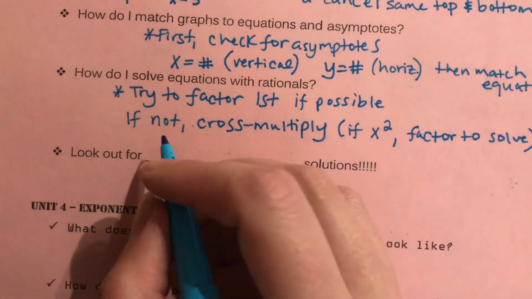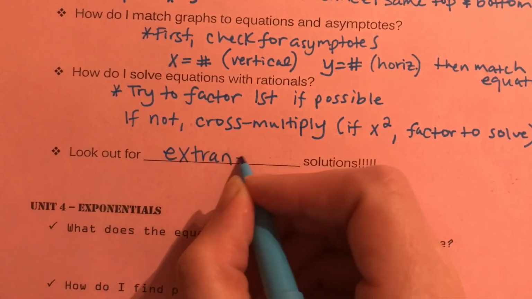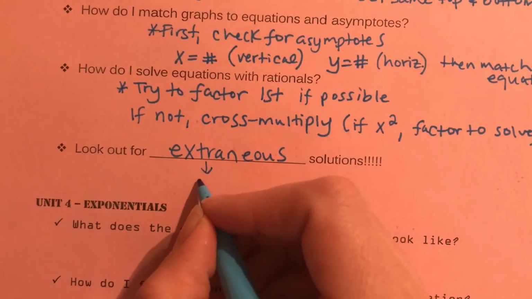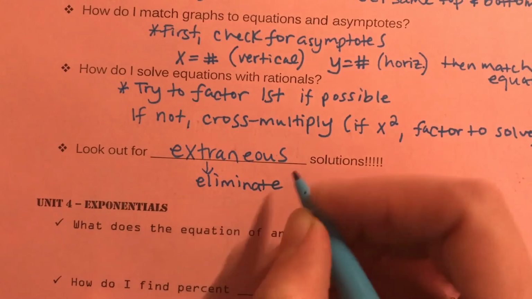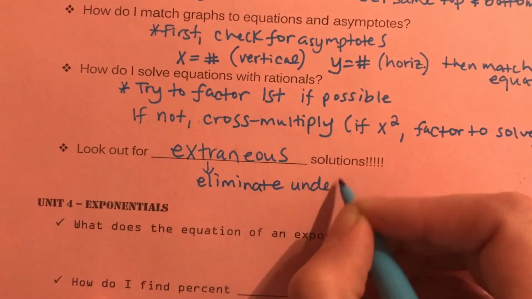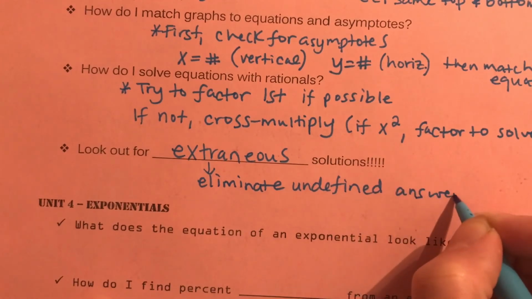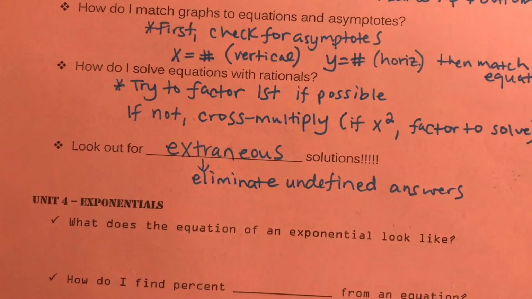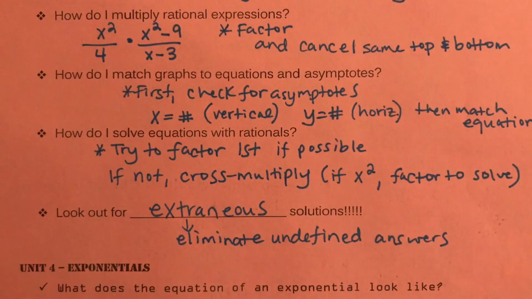And the last thing that we wanted to watch out for was extraneous solutions. So that means they're fake answers, they're not real, so we eliminate them. They are the undefined answers. So we check and see, is it an undefined value for this expression? And if it is, then it's not a real answer, so we leave it out. And that is a wrap for rationals.